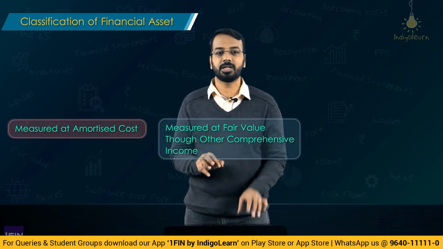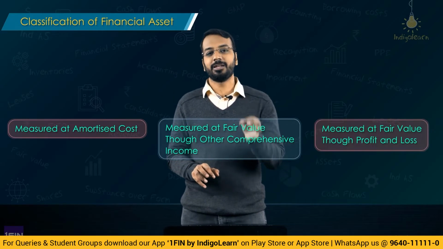Then we moved on to the classification of financial assets, where we understood financial assets can be classified as those measured at amortized cost, those measured as fair value through other comprehensive income, and those measured as fair value through P&L.